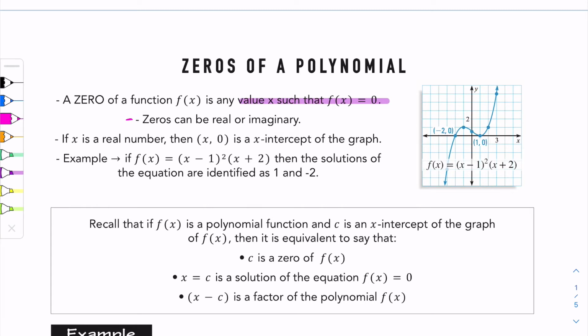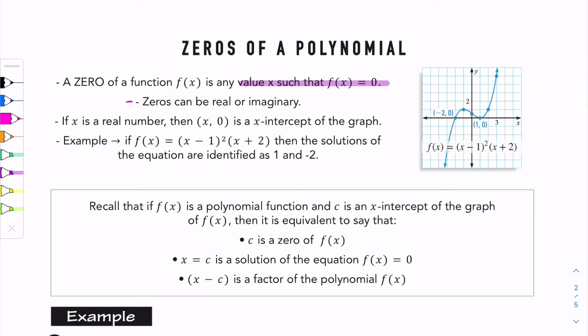And if f of x is equal to (x minus 1) squared multiplied by (x plus 2), then you can identify your zeros as 1 and negative 2. So you set each factor equal to 0, whatever you get as a solution is your 0. You can write it as an ordered pair and graph that solution.